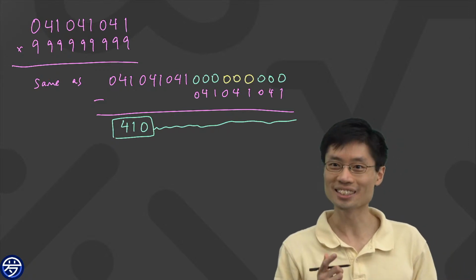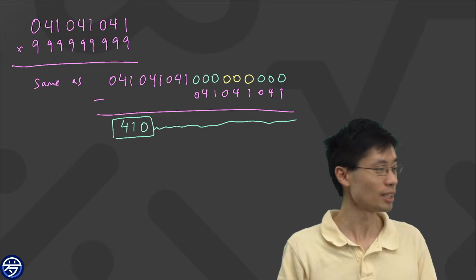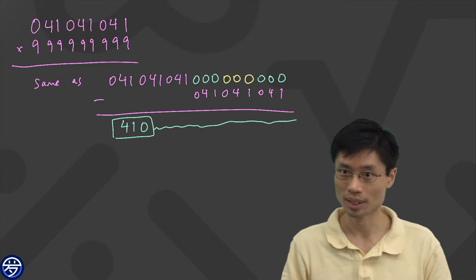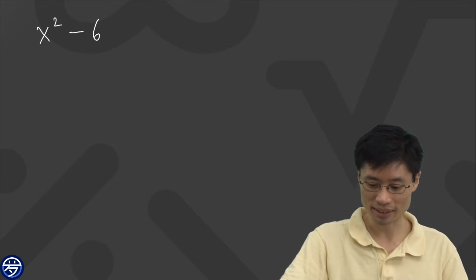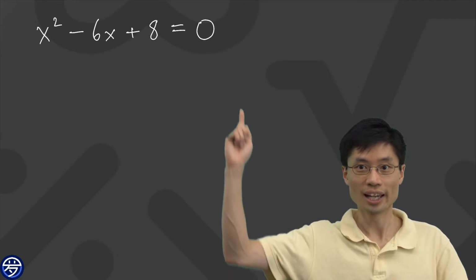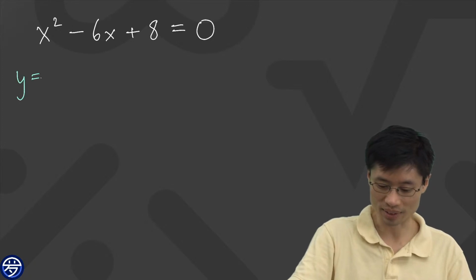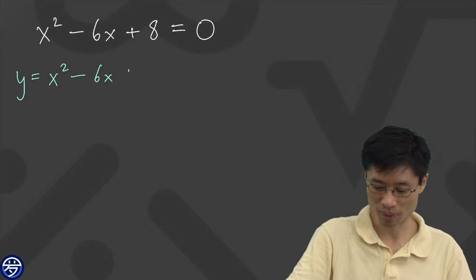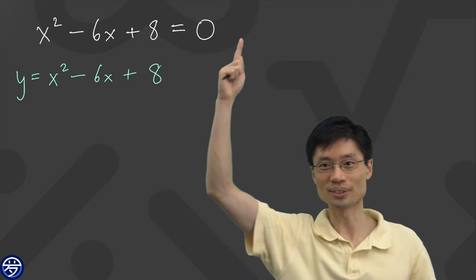Why are the solutions of a quadratic its y-intercept? I think you mean its x-intercept. But in general, if I have any old quadratic, say x squared minus 6x plus 8 equals 0. Hey, look, it equals 0. So what that means is if I graphed y equals x squared minus 6x plus 8, I'm just curious, when does y equal 0? That's why.